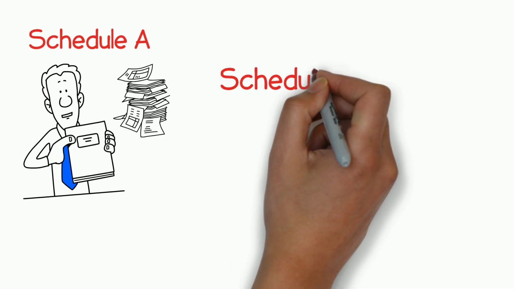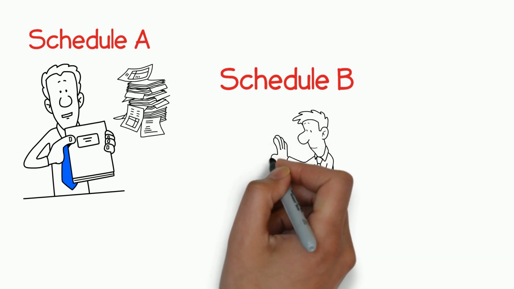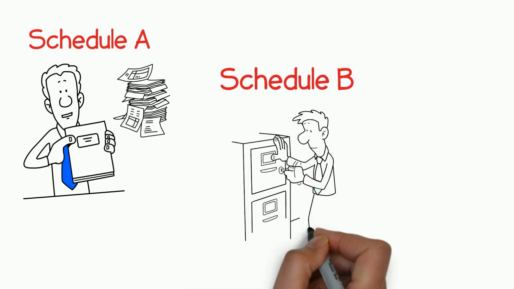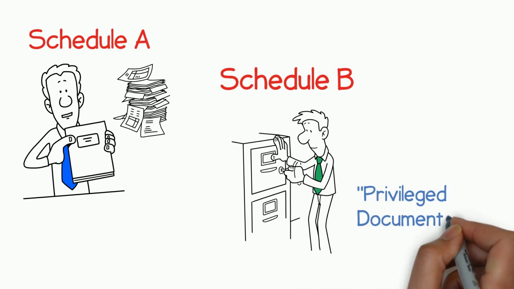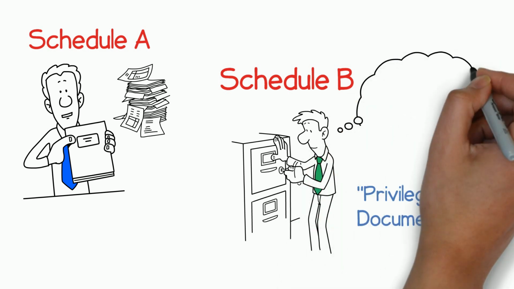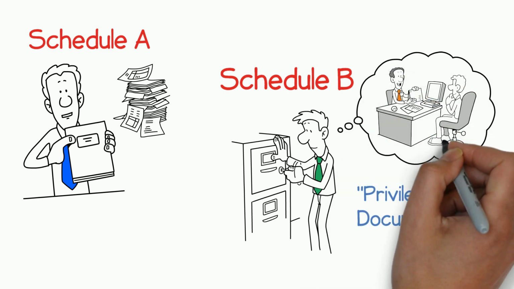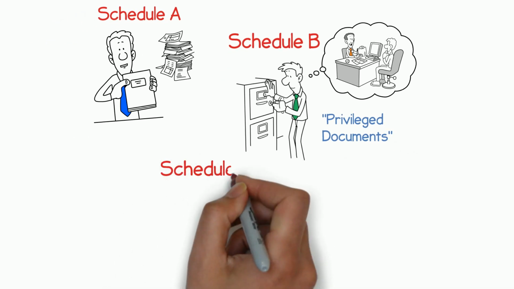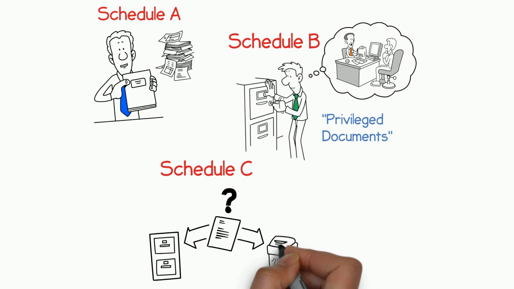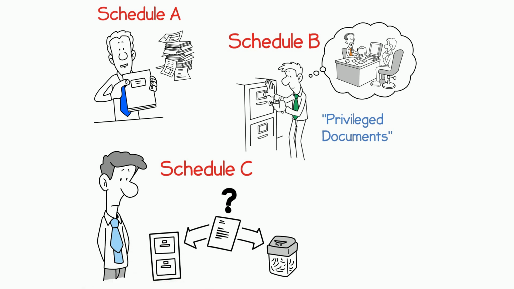The second section is called Schedule B, and that contains a list of documents that the person who signed the affidavit does not want to reveal. The legal term for these private documents is privileged documents. An example of documents that are privileged and confidential are communications between a person and his or her lawyer. The third section is called Schedule C, and that contains a list of documents that are relevant to the court case, but have been lost and are no longer in the possession of the person who signed the Affidavit of Documents.